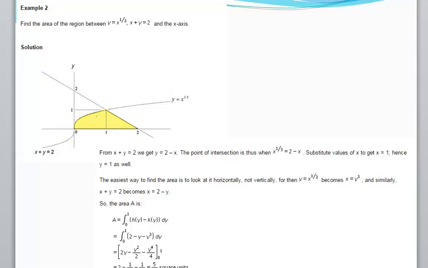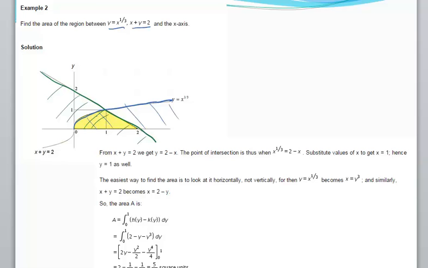We want to find the area between these two regions here. We have y is equal to x to the power of a third and x plus y is equal to 2. So if we look at these graphs, here we have y is equal to x to the power of a third, and here is our x plus y equals 2. When we look at this, it's quite difficult. Our area under y equals x to the third is there, and our area under x plus y is equal to 2 is here, and it's not a nice subtraction really to take that one away from that one.